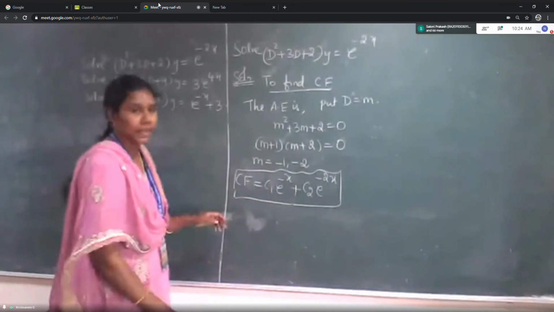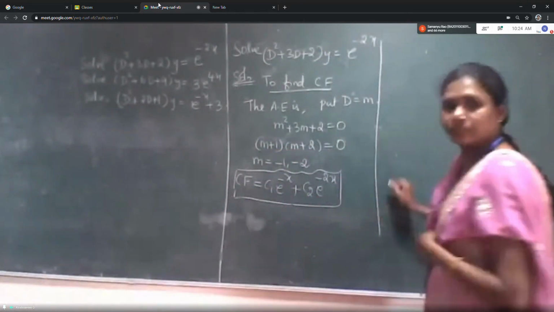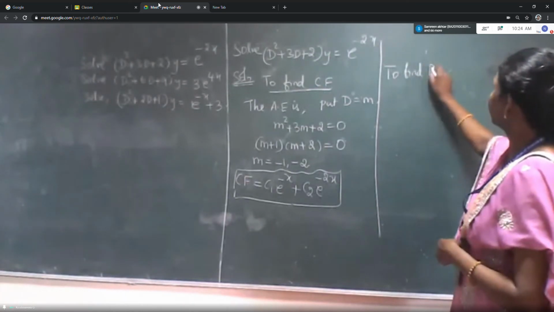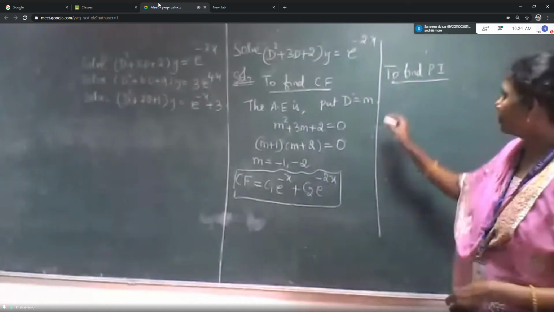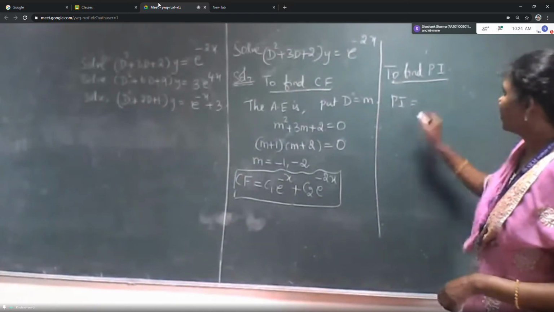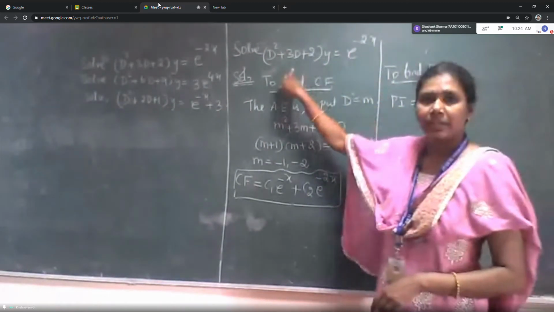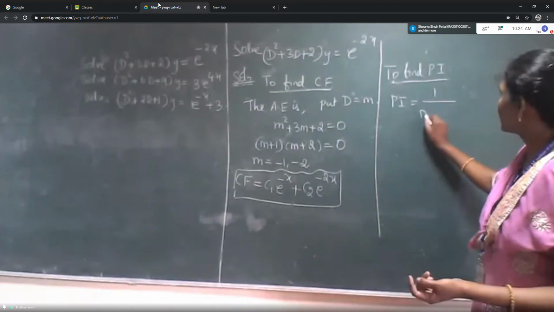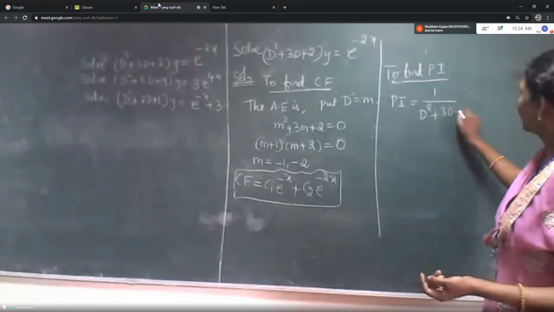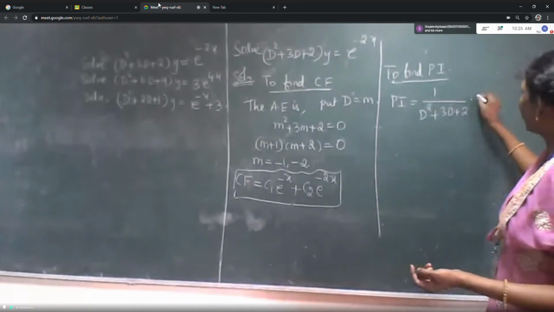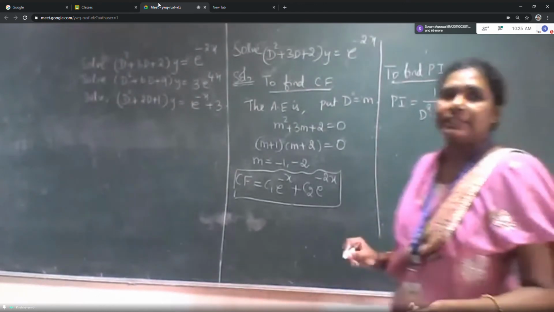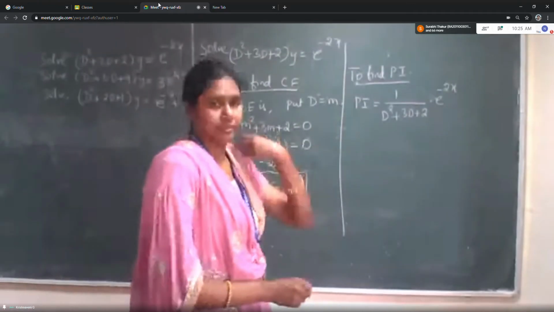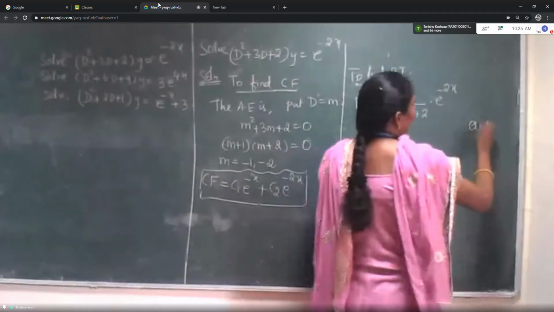Okay. Next step, we have to find PI. In the first step, what do we have to do? PI is 1 by f(D), that is 1 divided by D square plus 3D plus 2, into the right hand side e to the power minus 2x. The general form is e power ax. What is a here? A equal to minus 2.